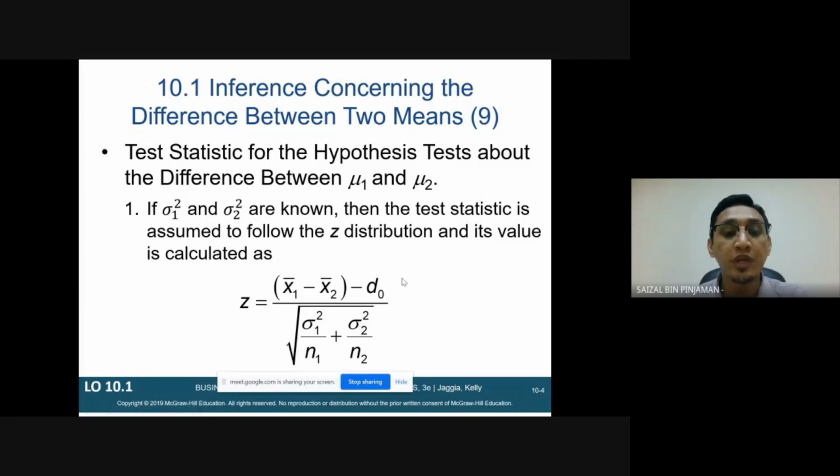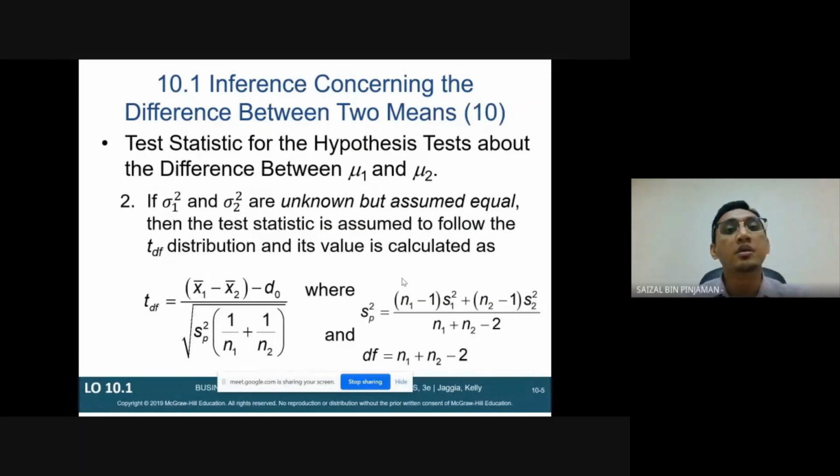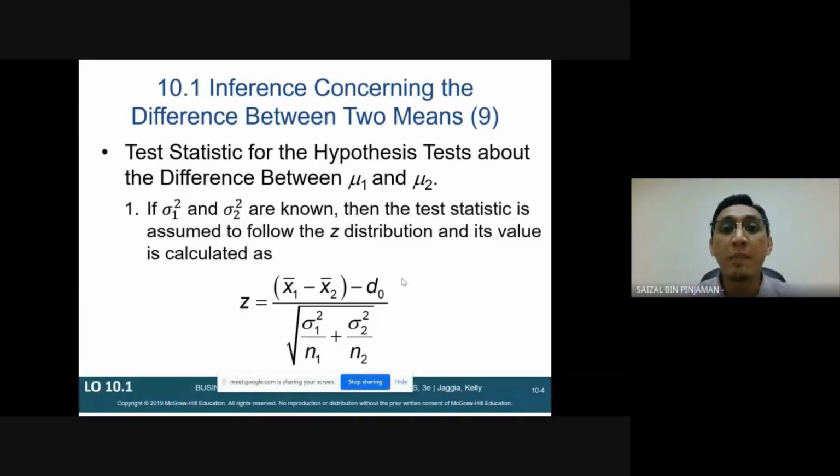That is used when we know the variance for the populations, for both populations. Situation number 2. Remember, we are referring to the method to convert the x value into z or t value here. So we will use this formula in order to convert the x value into z value when we know the population variances, when we know the variance for both populations.